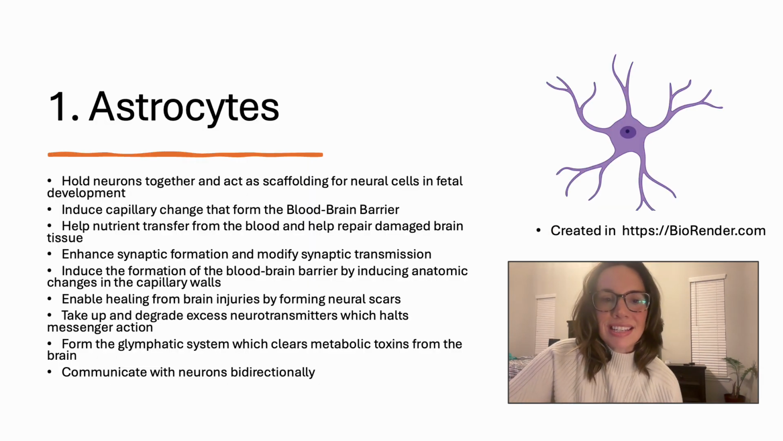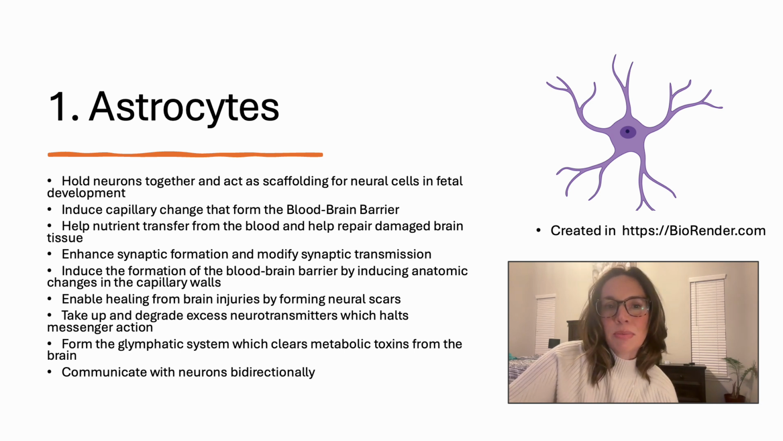And number 1 on our list is the astrocytes. These little guys do some pretty heavy lifting. The astrocytes start working from conception in humans, and they form the scaffolding for other neural cells in fetal development. In adult humans, astrocytes form the glue. That word glial means glue, and these hold the other neural tissues together. Their function is not only structural but also biochemical, and they secrete chemicals that induce the change to form the blood-brain barrier and also aid in nutrient transport to repair damaged brain tissue.